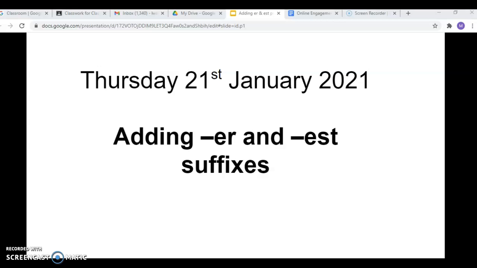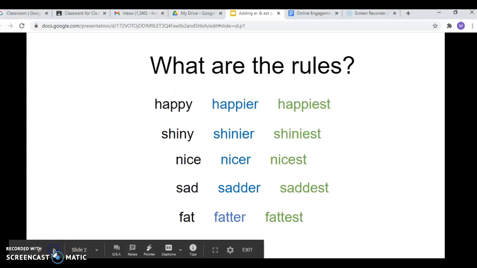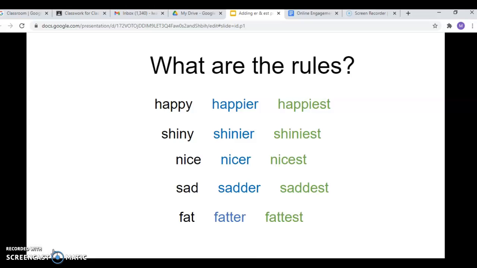Today we're going to continue adding the -er and -est suffixes in our phonics lesson. Okay, so have a look at these words. What are the rules? So we've got happy, happier, happiest, shiny, shinier, shiniest, nice, nicer, nicest, sad, sadder, saddest, and fat, fatter, fattest. Okay, can you spot the rules there? Have a think about it. Okay, what are the rules?